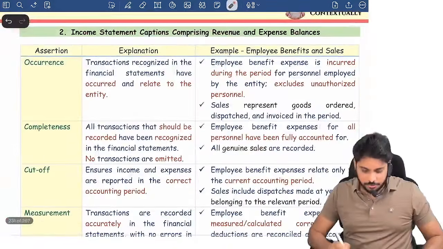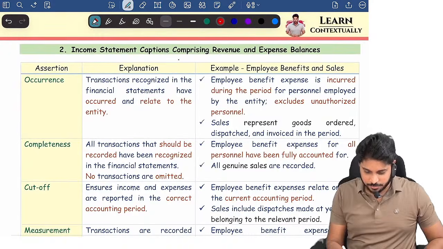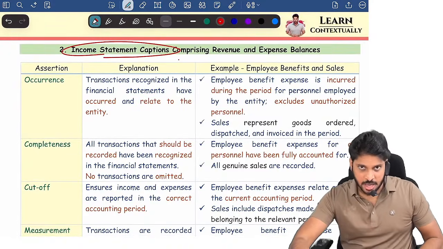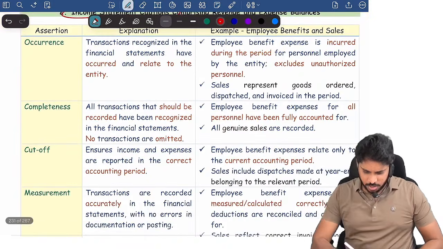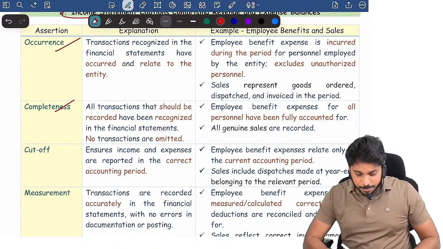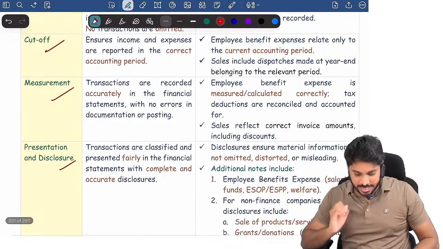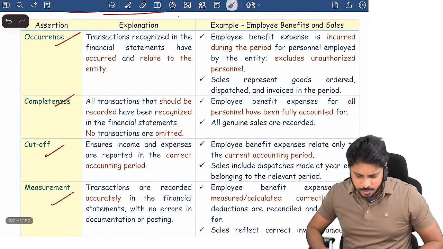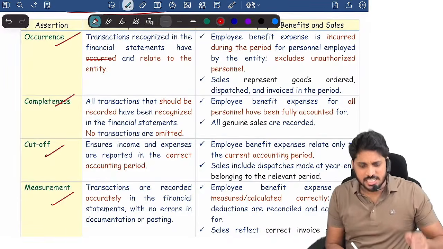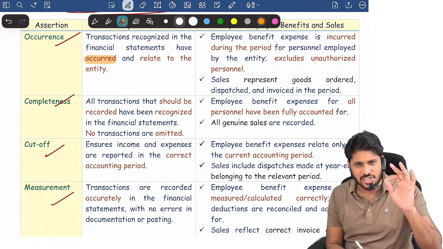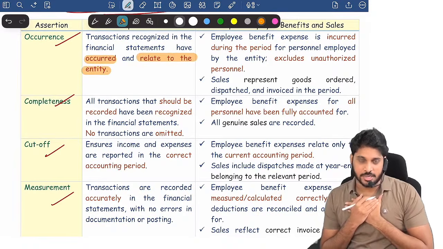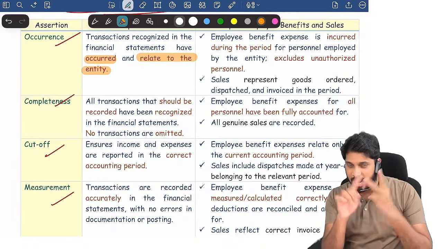Now, for P&L, the income statement. For the income statement, what assertions do we verify generally? We verify for the P&L account occurrence, completeness, cutoff, measurement, presentation, and disclosure. 5 assertions we focus on. Occurrence means what? Did the transaction really occur? And is it related to the entity that we are auditing?